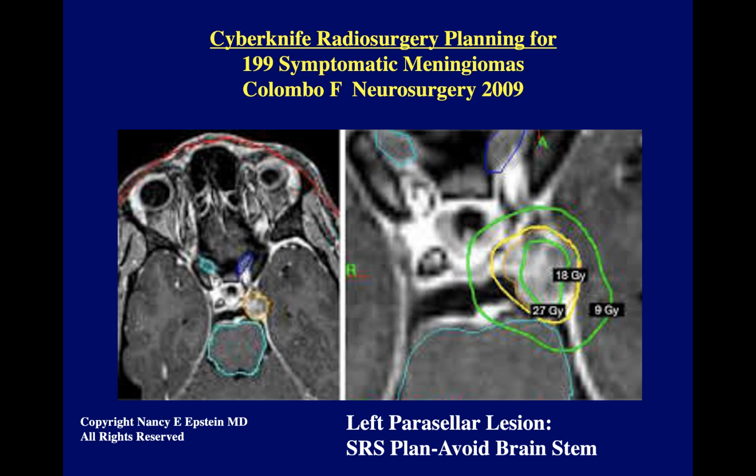Cyberknife radiosurgery planning for symptomatic meningiomas. Here's a good example of a left parasellar lesion and the stereotactic plan. Here, clearly, they're avoiding the brainstem. Here is the nidus of tumor, and you want to deliver a larger dose to the tumor itself, avoiding the more critical structures.